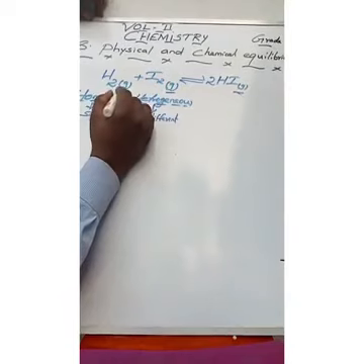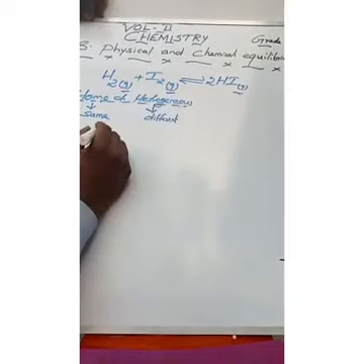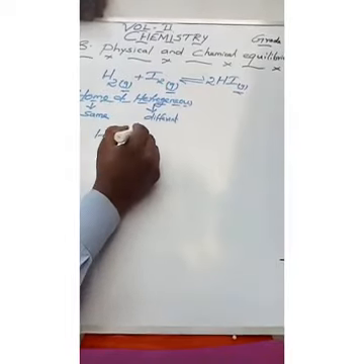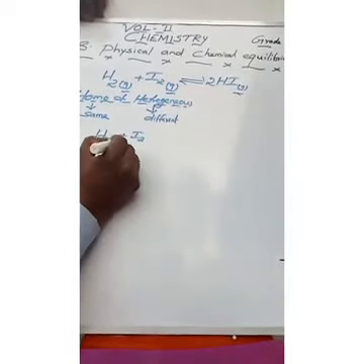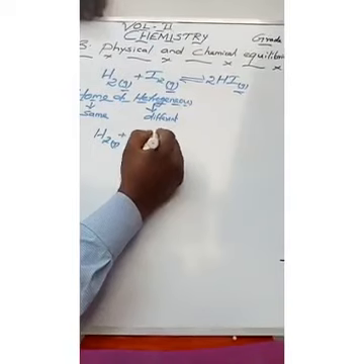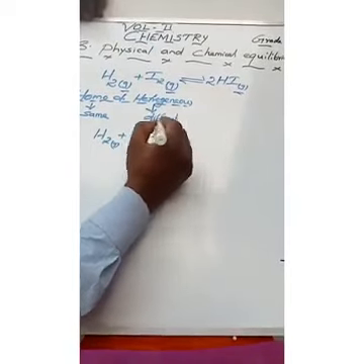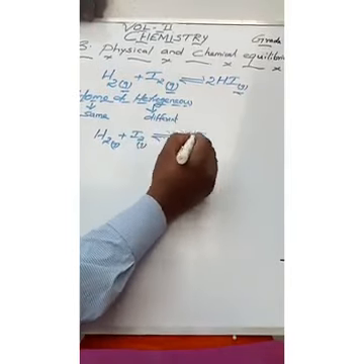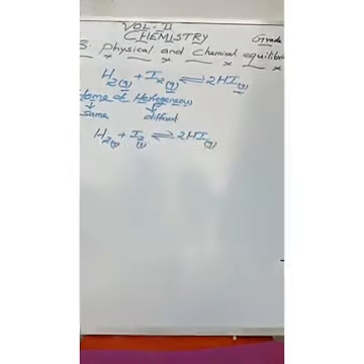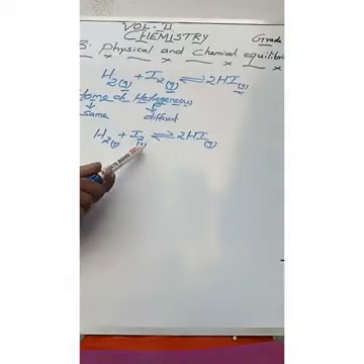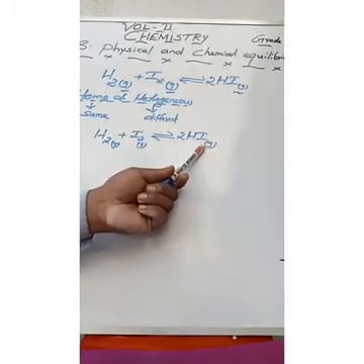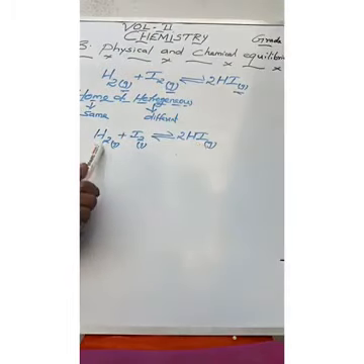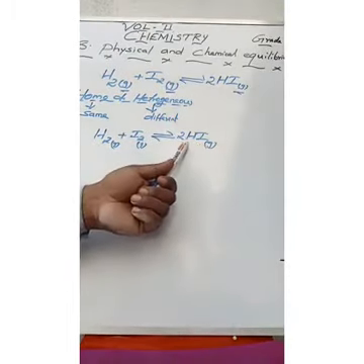What is the example here? Hydrogen plus iodine. This is in the gaseous state, and iodine is also in the gaseous state. Both are in the same phase. And we also get the product, hydrogen iodide, also in the gaseous state. So hydrogen gas combines with iodine gas and we get hydrogen iodide gas. We have to balance the equation: 2 hydrogen, so make it 2 here, 2 iodine. Now the equation is balanced.